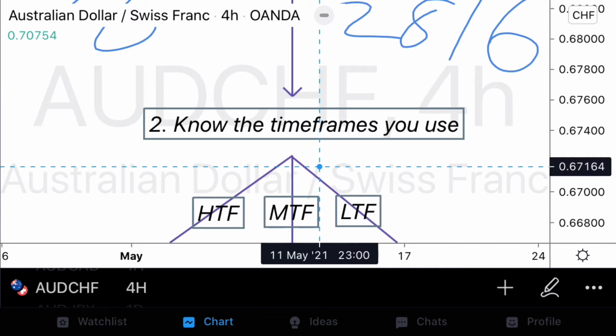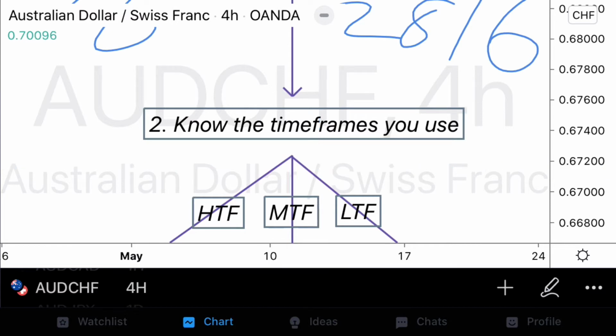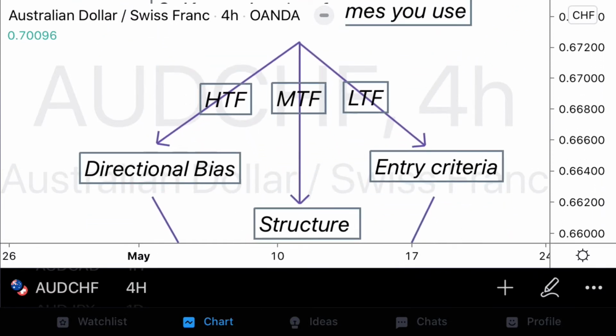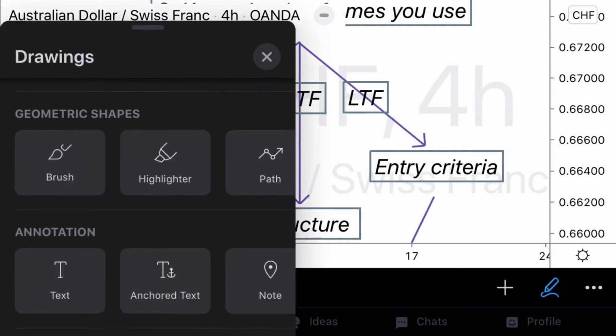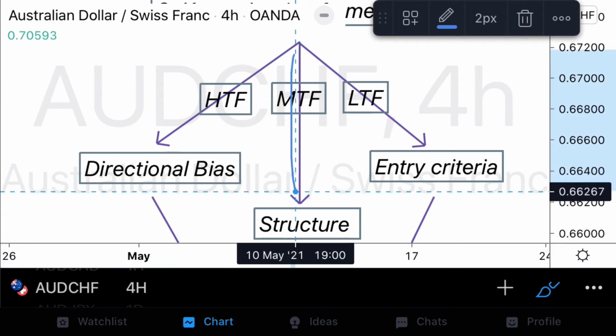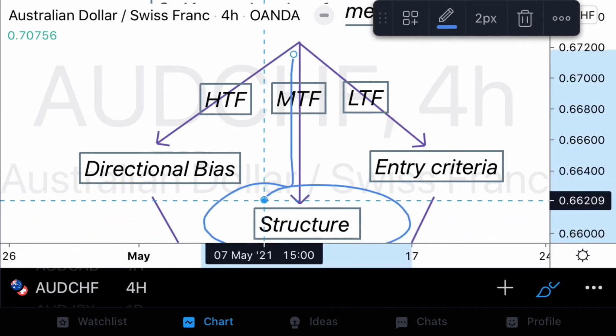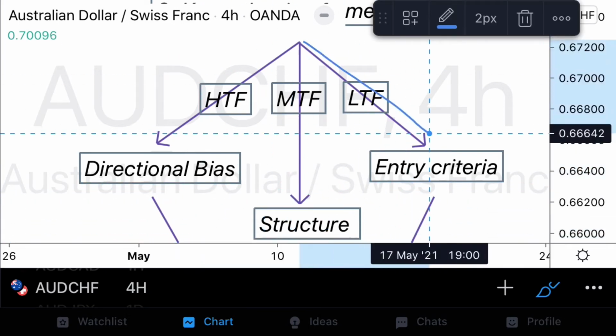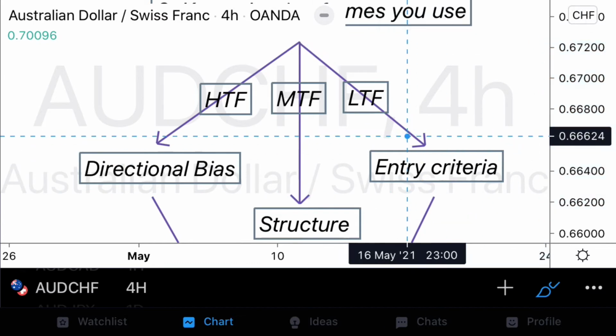Now we use these 3 time frames for 3 different things. We first use the higher time frame to derive a directional bias. We use our middle time frame to look at structure, and we use our lowest time frame to determine our entry criteria. Now what this would mean is that you need to look at the type of trader that you are, and obviously plan this according to the type of trader that you are.